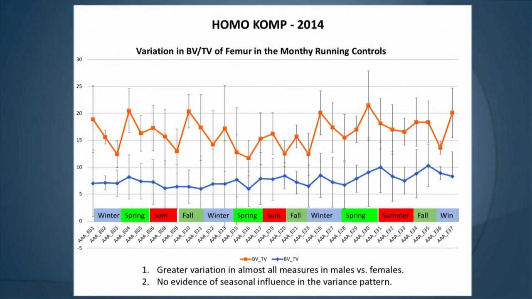So because of this, we said we had to do at least 8 males and 8 females in order to get statistical power to make any statement. So these were control animals, 8 males, 8 females, taken every month over the course of the study, just so we get a very solid background of what the variance would be.